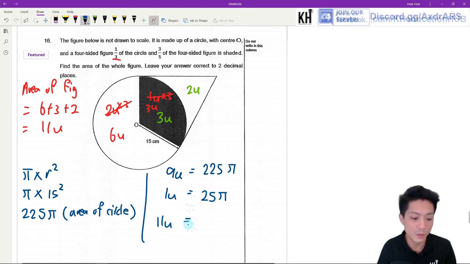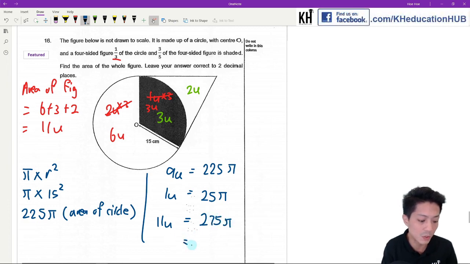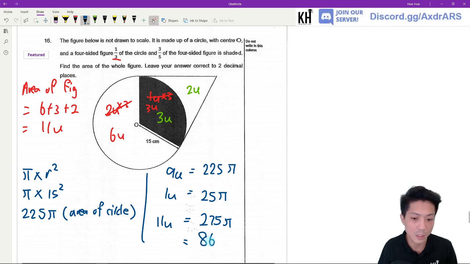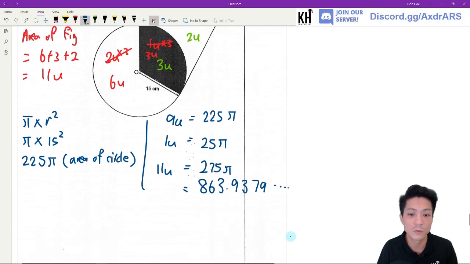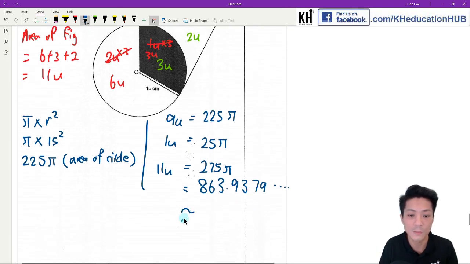25 pi, and 11 units will be 25 times 11. I'm going to write it down as 275 pi first, and then multiply the pi in. I'm going to use the calculator pi, which is going to be 863.9379 dot dot dot, and I'm just going to round it off to 2 decimal places, which is going to be 863.94.